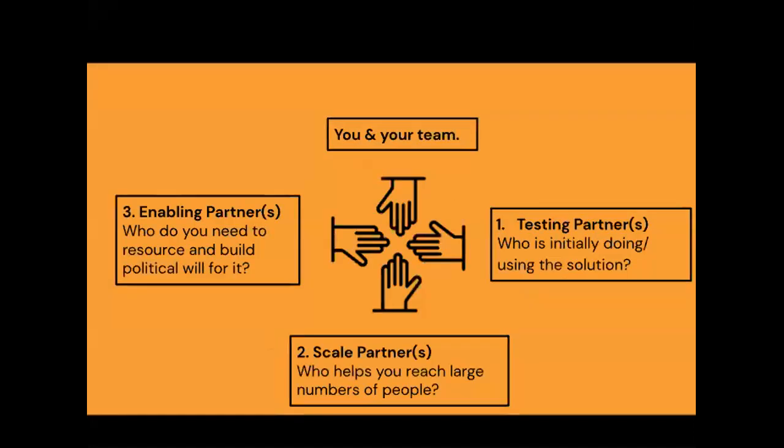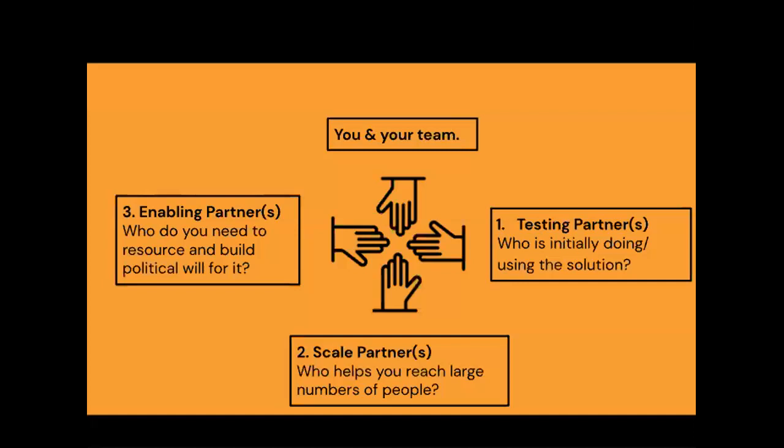And there are three main types of partner that we refer to at SIL. These are in no way fixed, exhaustive, or required. So you don't have to have one of each and only one. Project needs might vary. Generally speaking, though, I want to encourage you to think about three types of partner. One, your testing partner or partners. So who is initially doing or using the solution?